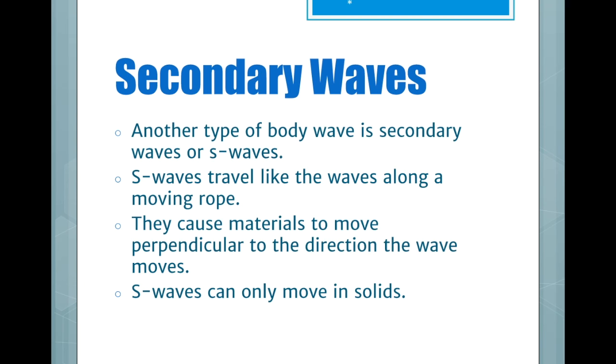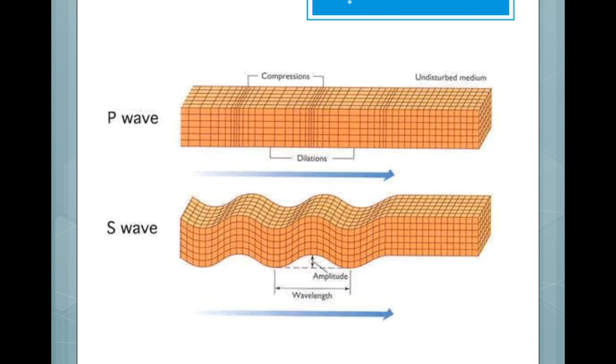S waves, though, can only move in solids. So if they hit liquids, they are going to stop. They don't have the right movement to travel through a liquid. They move slower than P waves. They're secondary waves: they are the second waves that will hit any seismic station that is measuring and recording earthquake waves.